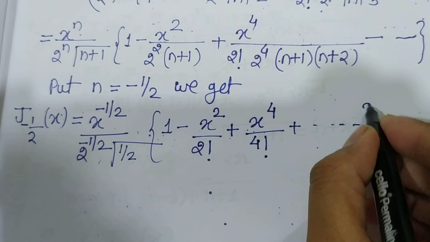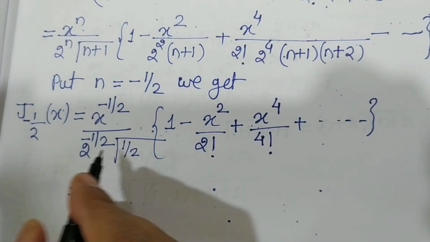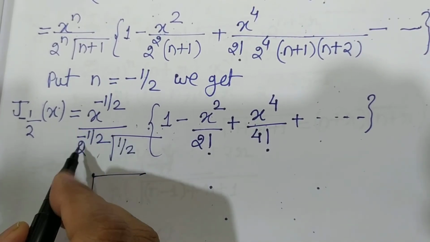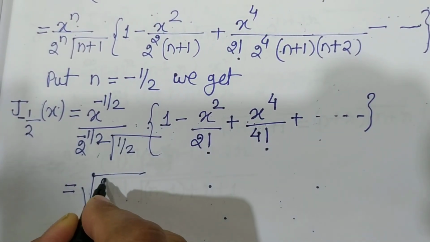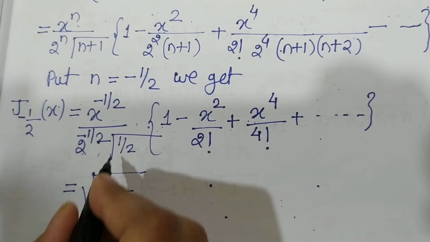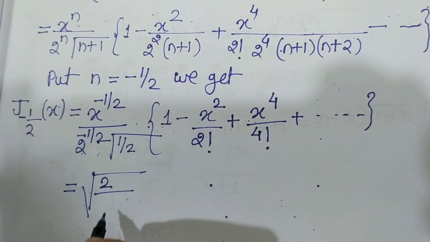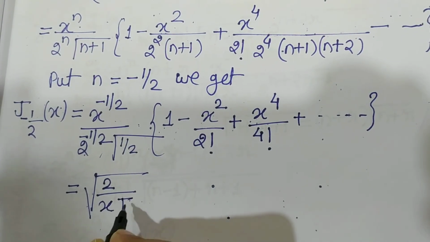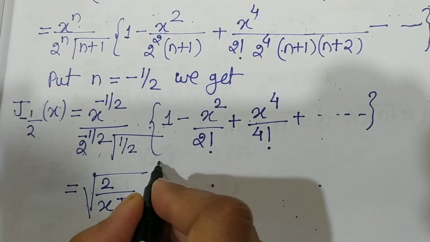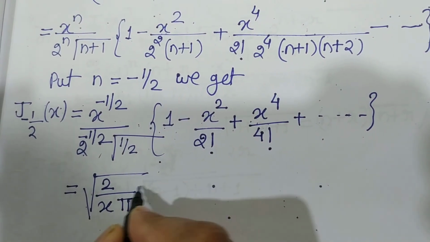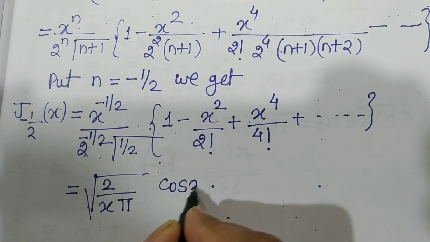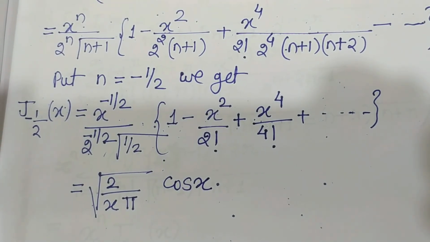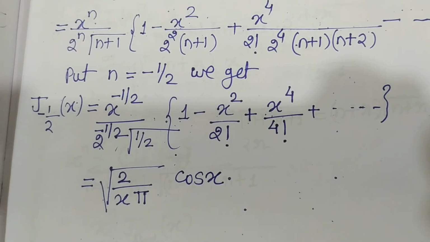Likewise simplifying the terms, what we observe here, we can write it as 1 upon 2 raised to power minus 1 by 2, which is nothing but root 2. Then this is x to the power minus half in the denominator, and then pi. Simplifying, what we have is nothing but a cosine function, which is the series for the cosine function. Like this it is proved. Thank you.